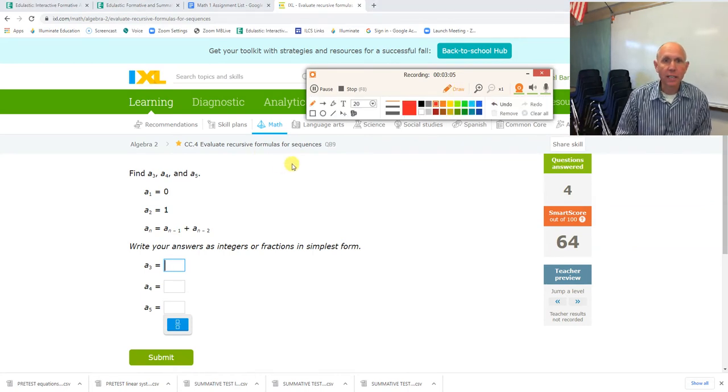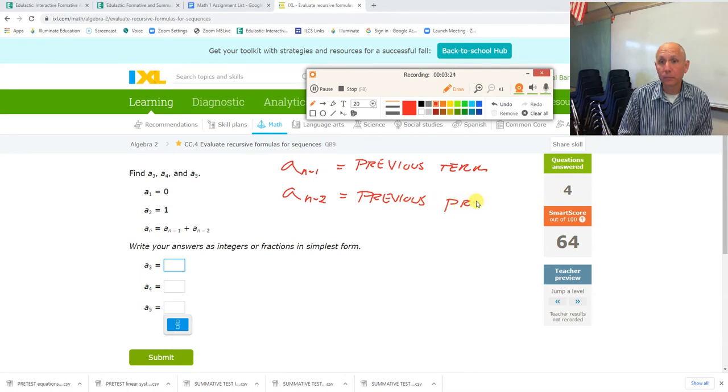So if we know that a sub n minus 1 equals previous term, and I'll go over this in the lessons, a sub n minus 2 equals the term before the previous term. It says go back even further. So we're starting at a sub 1 equals 0. A sub 2 is 1. And now it's saying add the previous two terms together. So it's saying add those two terms together, which takes me to a 1.